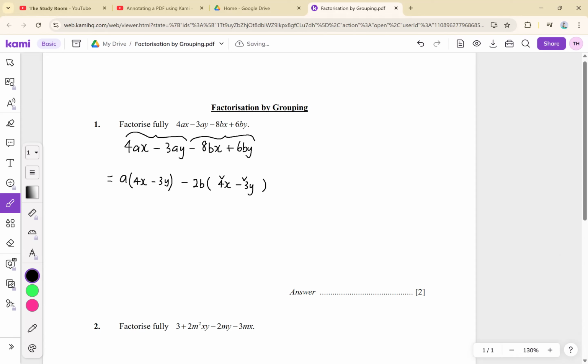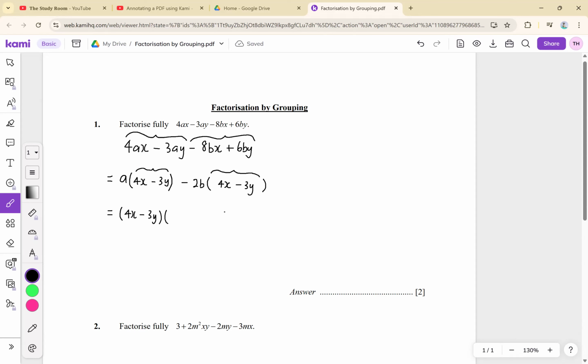Okay, so let me erase away all these things. For factorization by grouping, the aim right after the first step is that we always want to have something common, so that we can factorize one more time. So now we can take out this whole big group, the 4x minus 3y term, right?